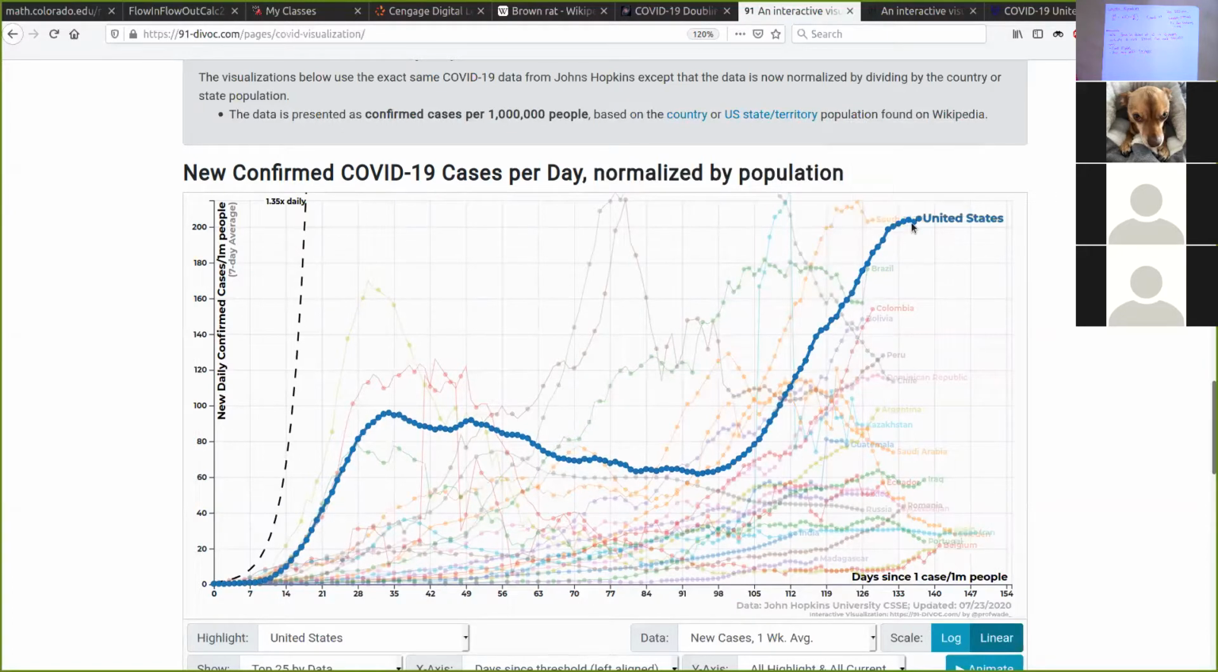And of course, what's going on lately is, well, they're like, hey, we can't sustain this. Let's shut things down again. And so we see it actually starting to curve off. So let's try to model this. Let's go to actually Johns Hopkins. So this is only the new confirmed cases.